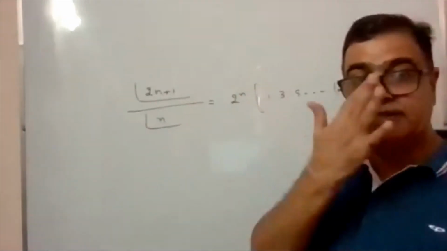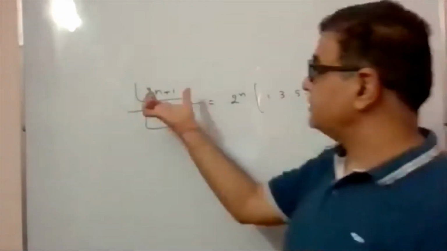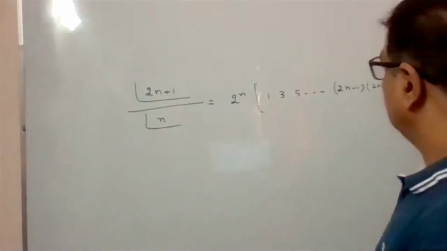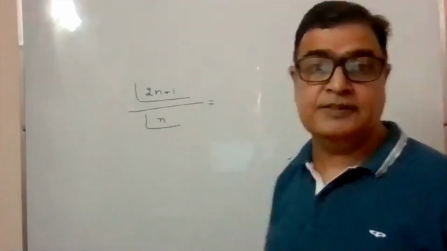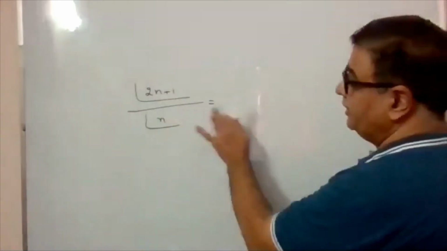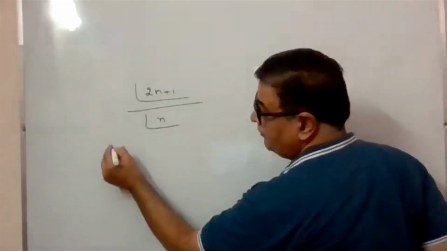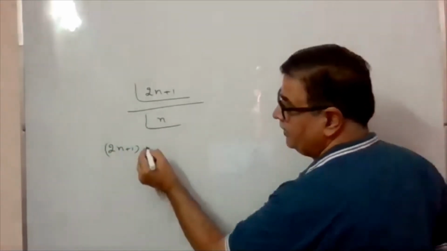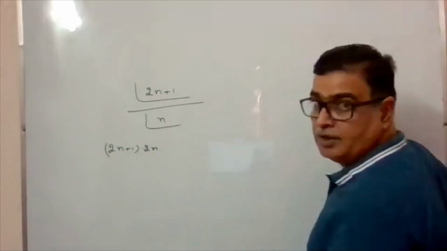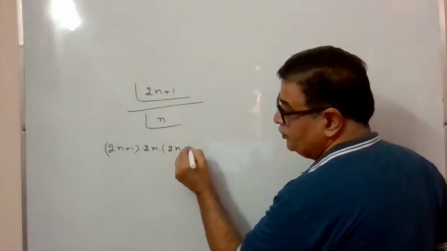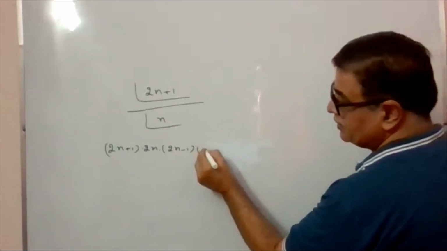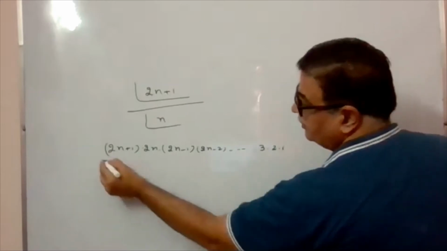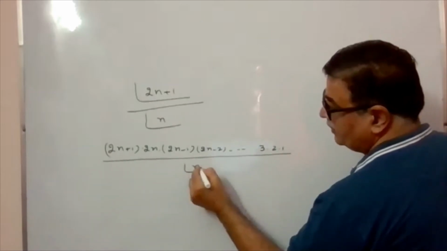In this case, again, we will start with factorial 2n plus 1. This time, this is an odd number. This is even. This is n only. Anything can be possible. So again, the numerator is more than the denominator, so we should open the numerator here. First number will come 2n plus 1. One reduce, what will come? 2n. One more reduce, 2n minus 1. One more reduce, 2n minus 2. And last will come 3, 2, 1. Whole divided by factorial n.